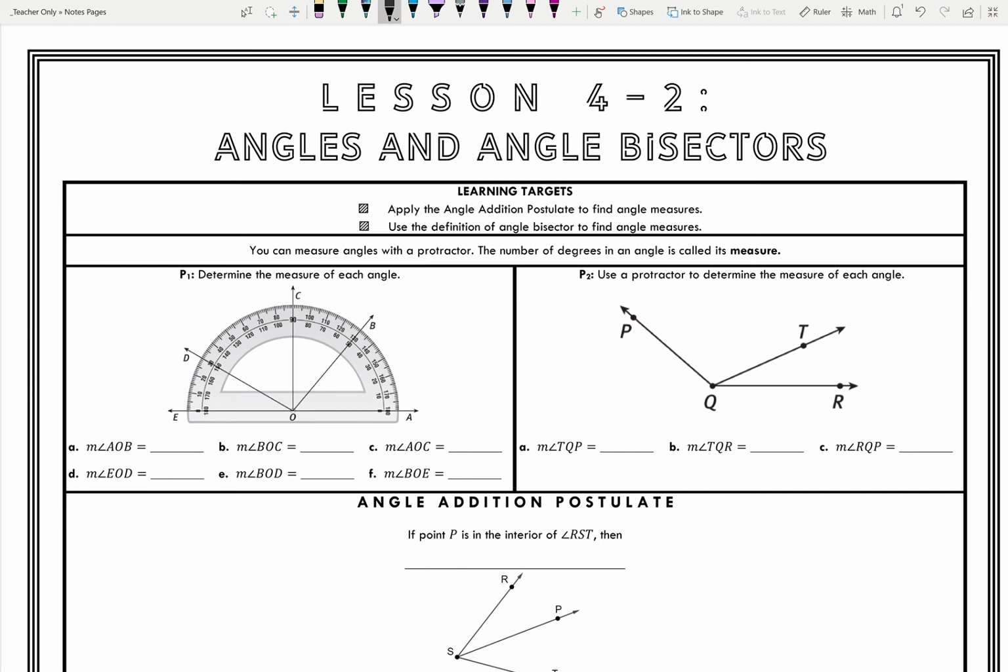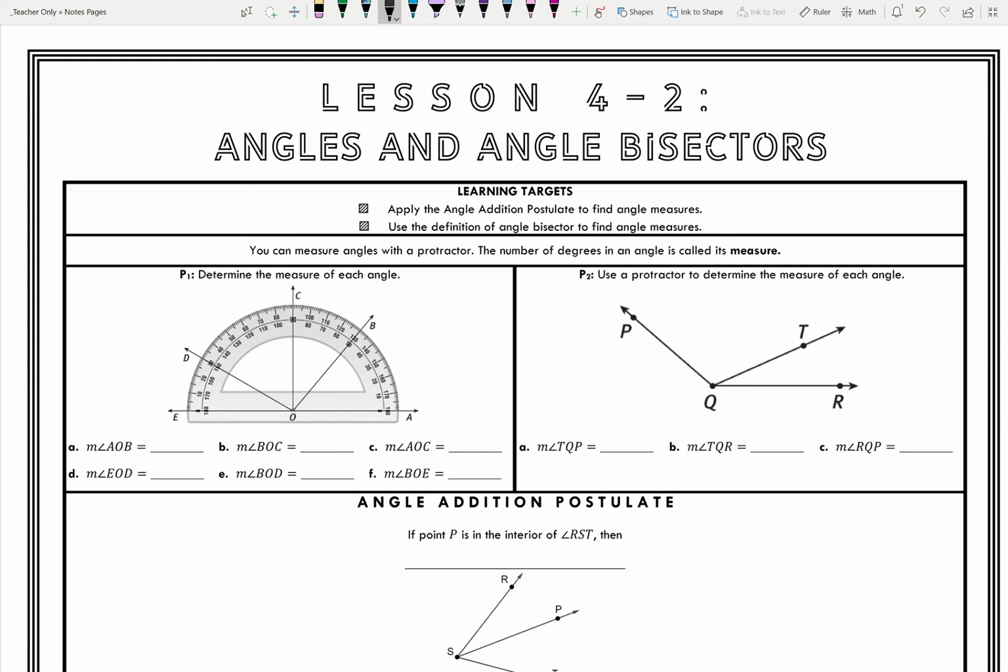This is lesson 4-2 part 1. So we're starting off with lesson 4-2, which is titled Angles and Angle Bisectors. The learning targets in this lesson are to apply the angle addition postulate to find angle measures, and then to use the definition of angle bisector to find angle measures.